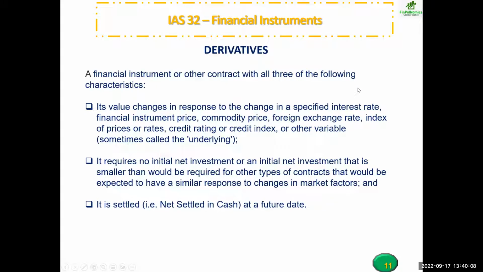What derivatives are. Derivatives: a financial instrument or other contract with all three of the following characteristics. One, its value changes in response to the change in a specified interest rate, financial instrument price, commodity price, foreign exchange rate, index of prices or rates, credit rating or credit index, or other variable, sometimes called the underlying. Two, it requires no initial net investment or an initial net investment that is smaller than would be required for other types of contracts that we expected to have a similar response to changes in market factors. And three, it is net settled in cash at future dates.